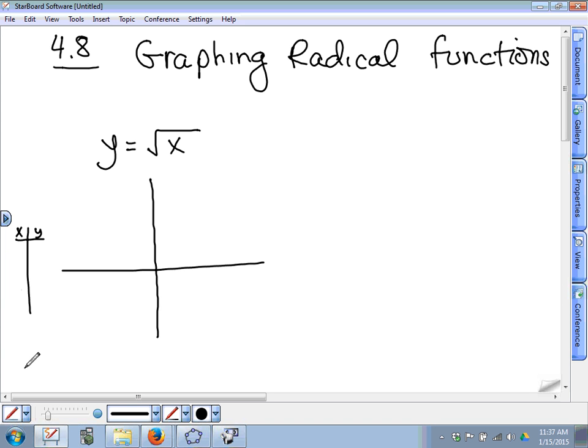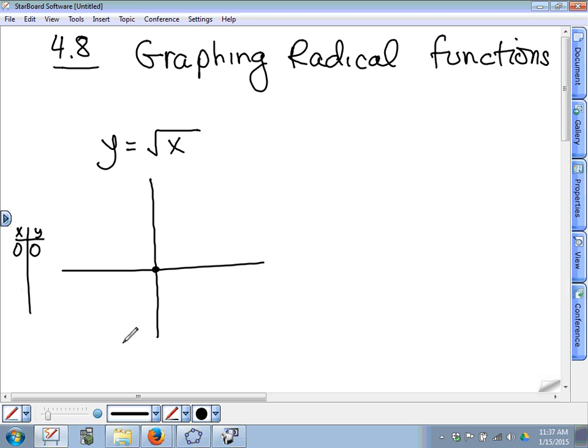What's the smallest number I could use for x? What's the smallest number I could take the square root of? I can take the square root of 4. That's true. But that's not the smallest number. I can take the square root of 1. Square root of 1 is 1, but there's a smaller number than 1. 0. So we're going to use 0. Smallest number here is 0. Square root of 0. So there's the first point on the graph. 0, 0.